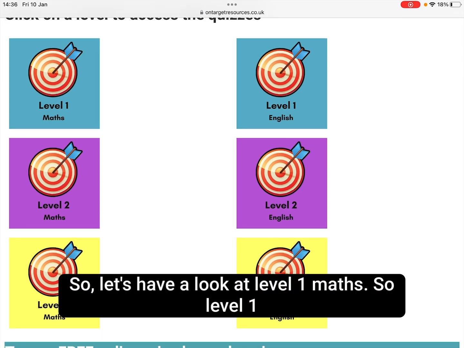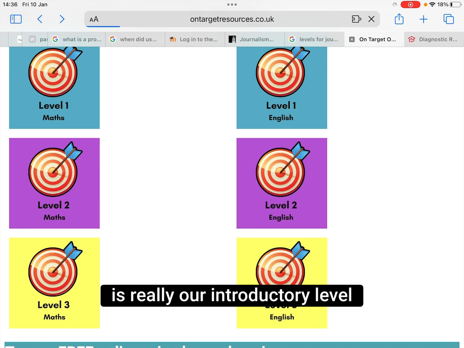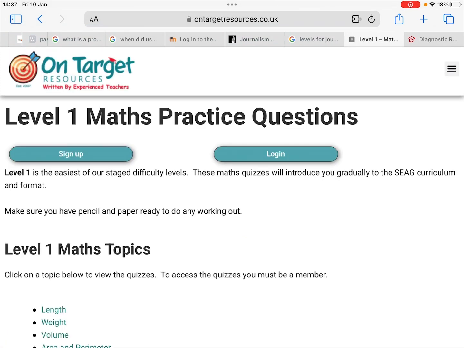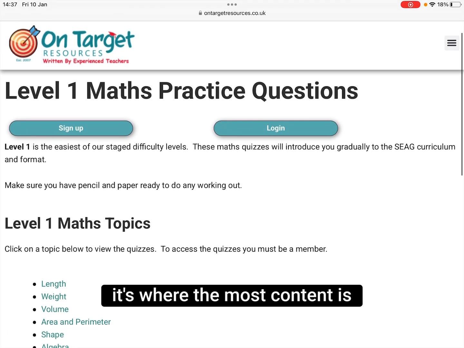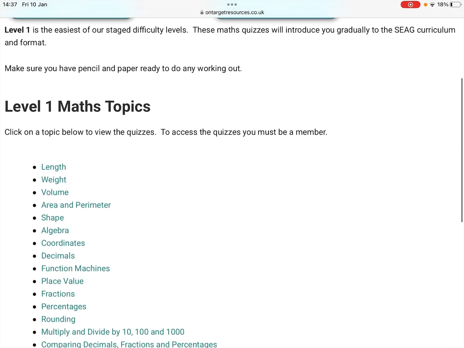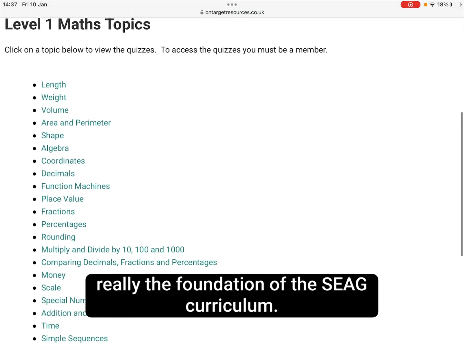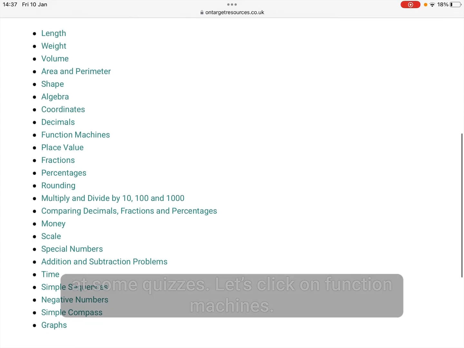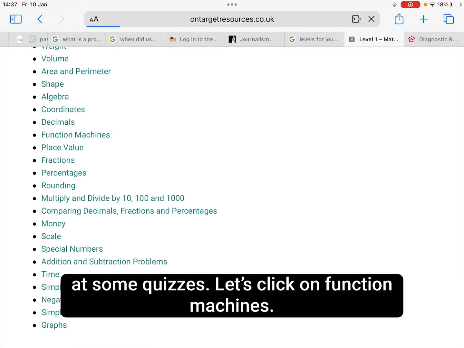So let's have a look at level 1 maths. So level 1 is really our introductory level, and it's where the most content is in our quizzes. So there's a lot of content in level 1. It's really the foundation of the SEAG curriculum. So let's have a look at some quizzes. Let's click on function machines.